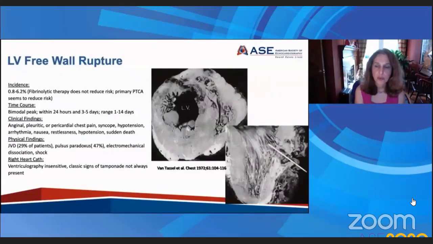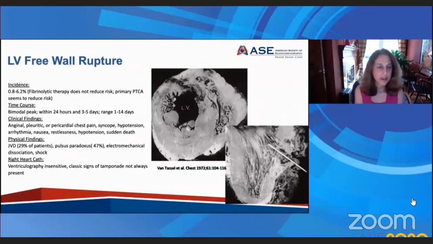Left ventricular free wall rupture is another complication that can be found late in MI. This is a pathologic view of such a person who did not survive, which is often the case in these ruptured free walls. They occur in 0.8 to 6.2% of patients with MI, and fibrinolytic therapy does not seem to decrease the risk, although primary PTCA does.